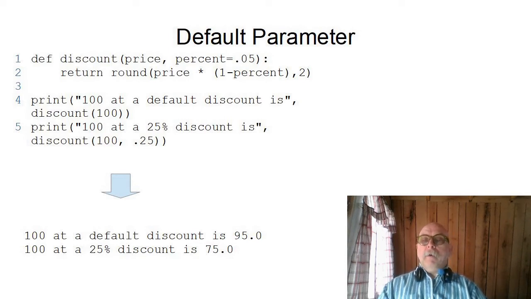You get the idea. On line 4, you can see that we call discount with only one argument of 100, so 100 at the default discount. Then we call it a second time on line 5 with a second argument for a 25% discount. And you can see here that it calculated the first one using the default discount and the second one using the specified discount.